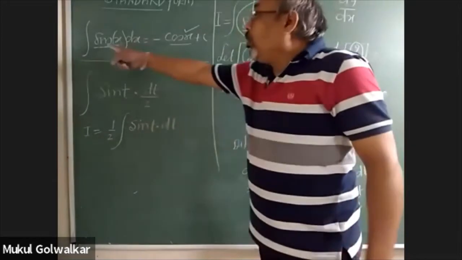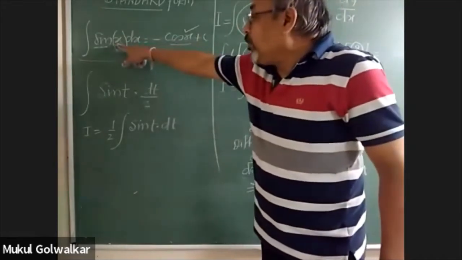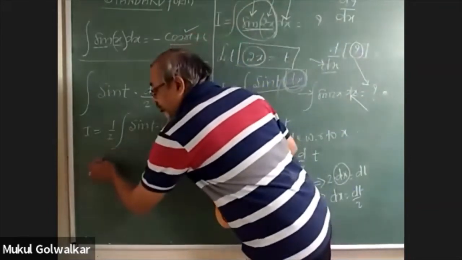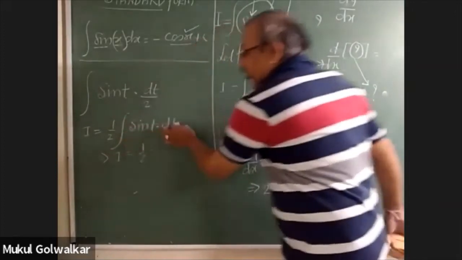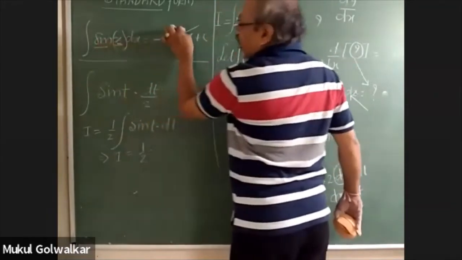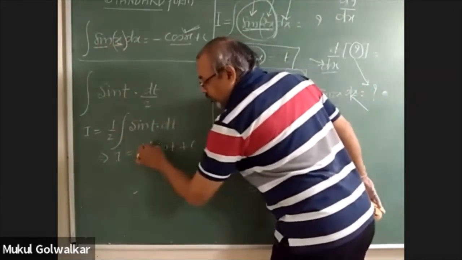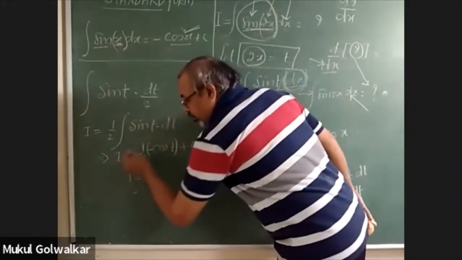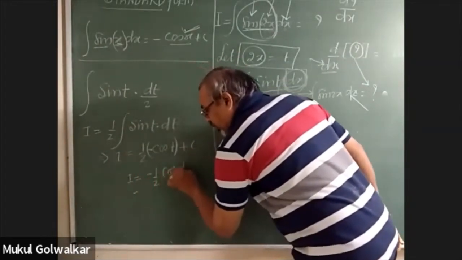Now you know that the integration of sin x dx is equal to minus cos x plus c. If you change the variable from x to t, what answer are we going to write? I is equal to 1/2 times the integration of sin t dt. In place of the variable x, everywhere I write t, so the answer should also be in terms of t: minus cos t plus c. So the integration of the given function is equal to minus 1/2 times cos t plus c.